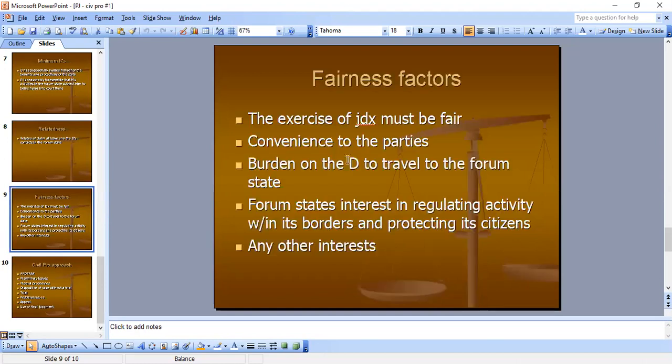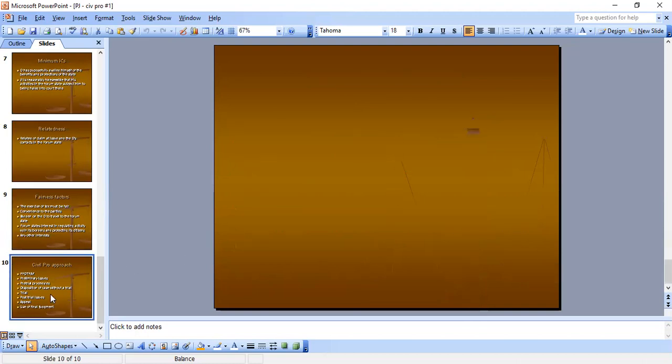And then we go into the fairness factors. We argue all of these: convenience of the parties, burden on the defendant to travel. I've seen this in MBEs. The forum state's interest in regulating that activity within its borders and protecting its citizens, and any other interest that might come up with the facts.